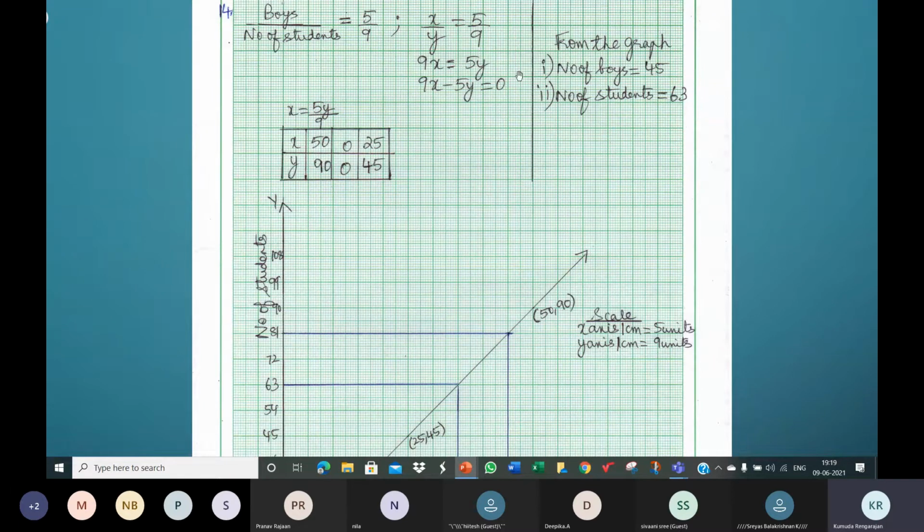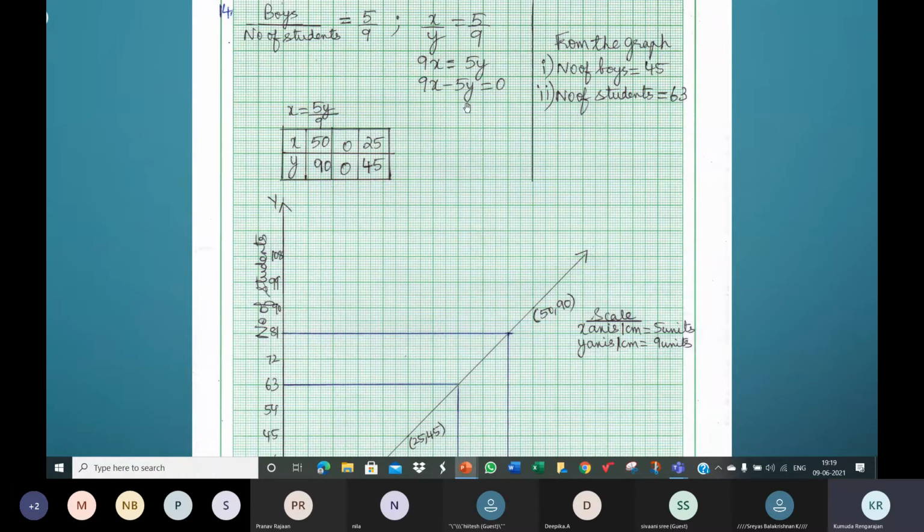How algebraically? We have constructed an equation wherein x represents the number of boys of the class and y represents the total number of students in the class. We are given the number of students in the class is equal to 81, so that means y is equal to 81. Given y, you need to find x, the number of boys in the class.